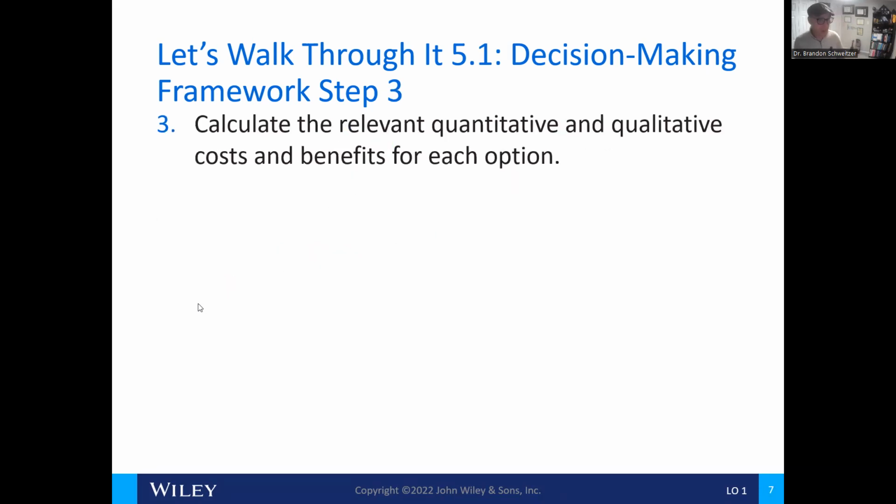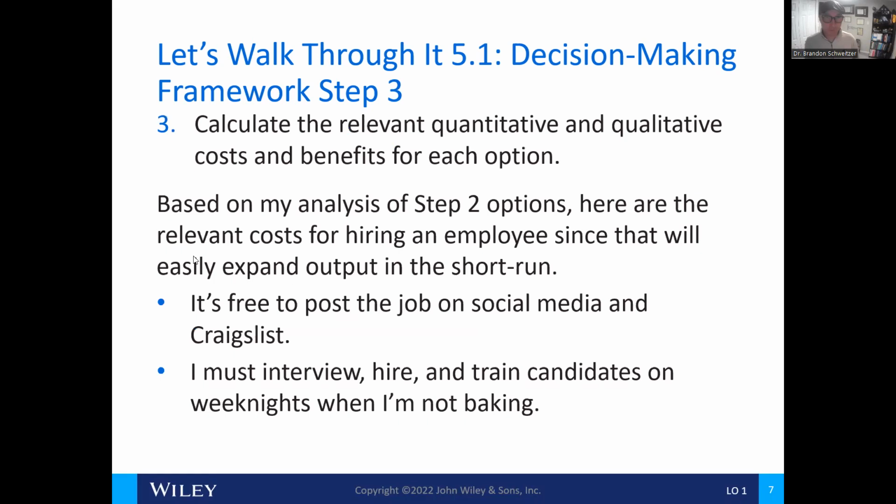The third step in the decision-making framework is to calculate the relevant quantitative and qualitative costs and benefits for each of those options we just discussed. So based off of the analysis of these options, here are the costs associated with hiring an employee, since that would be the easiest option to expand the output during the short run.